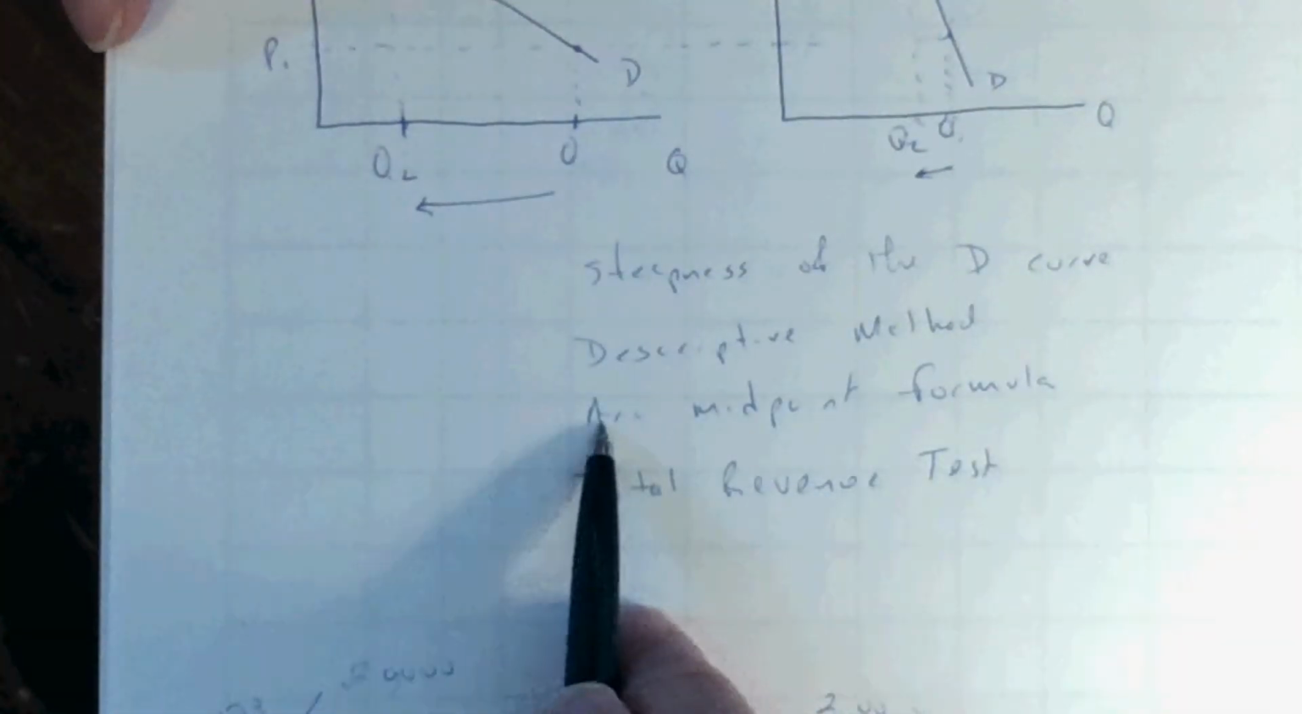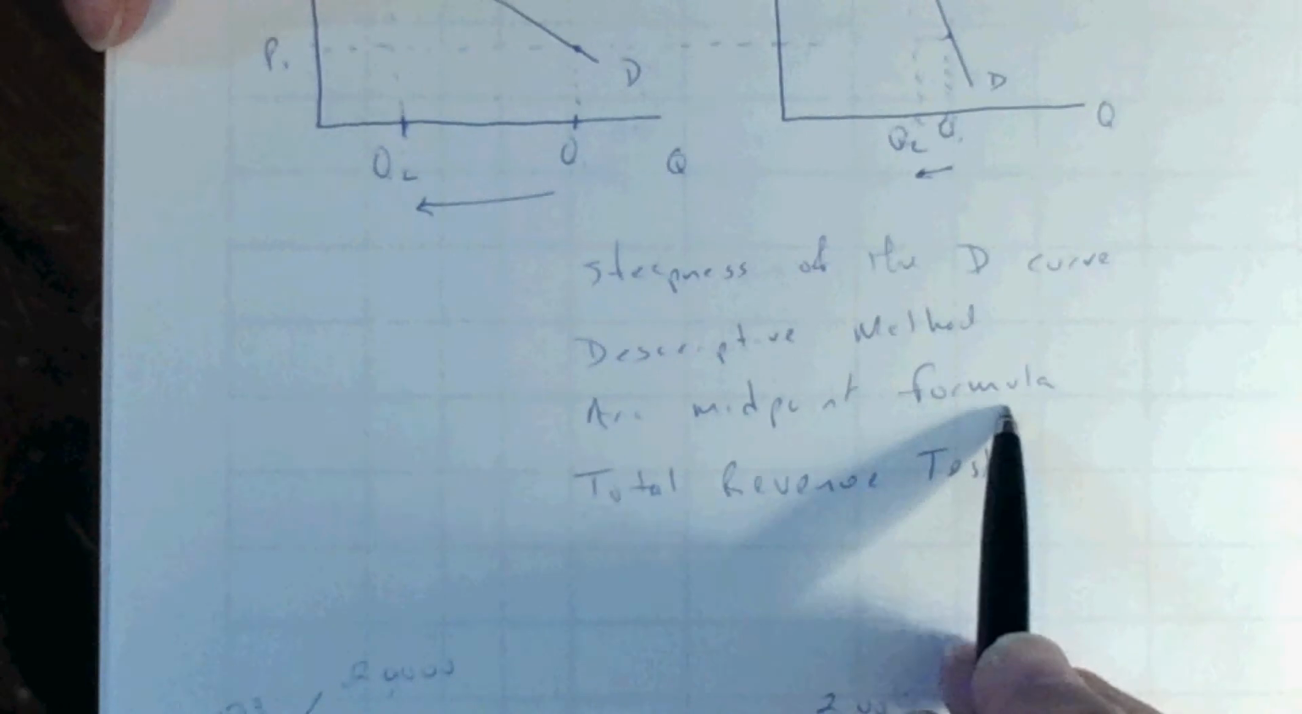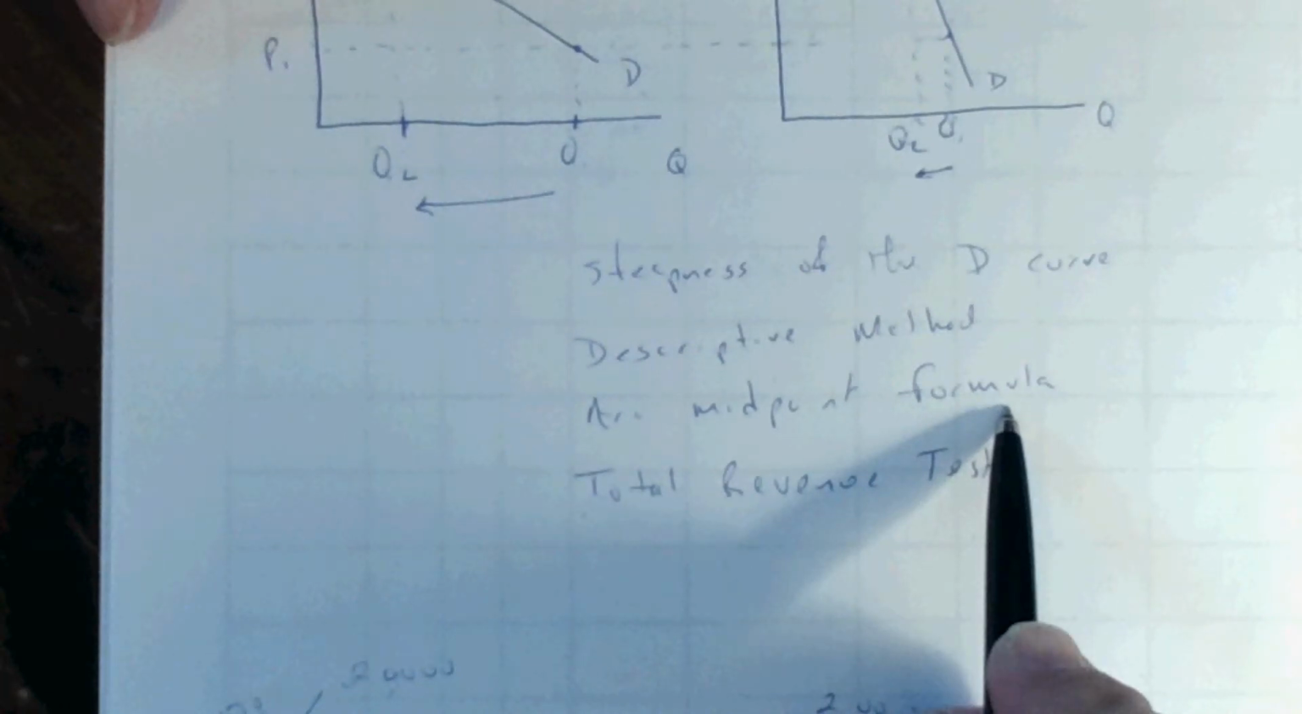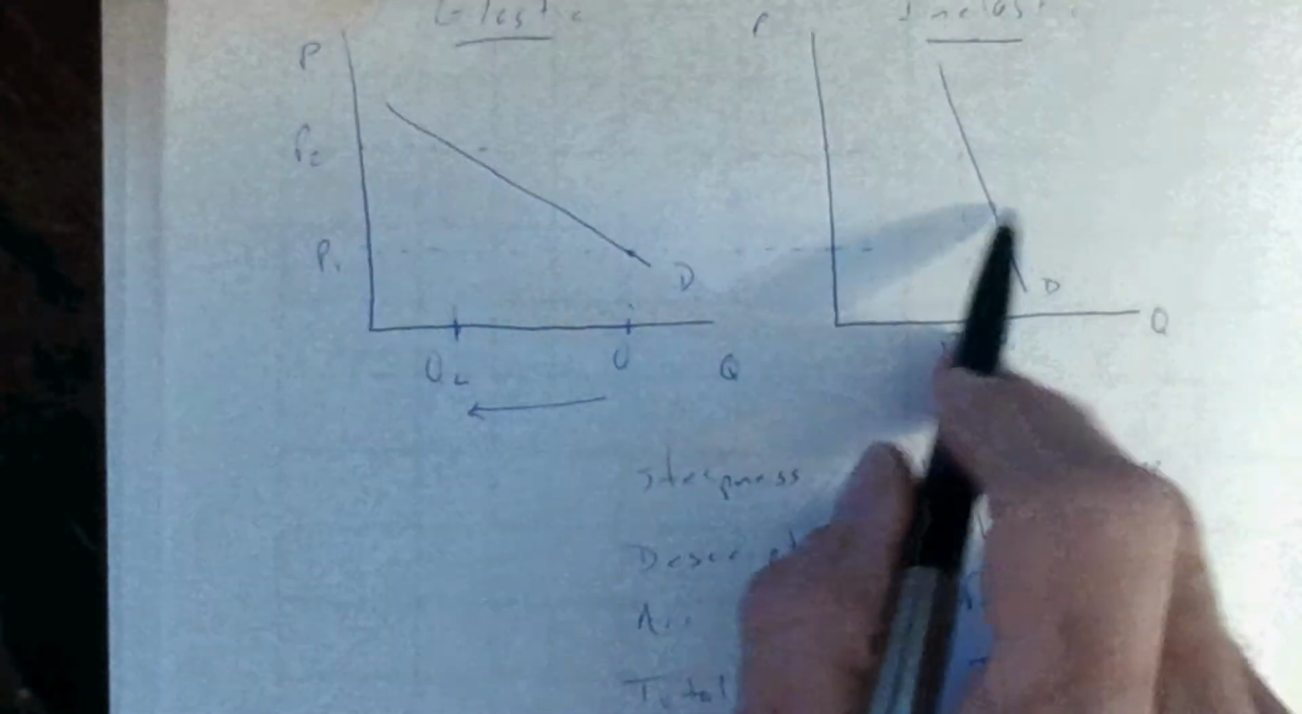We're now going to talk about the arc midpoint formula. This can be a little involved. So before we actually calculate the arc midpoint formula, or show it to you, we're going to show you what it's not and how it gets to be so complicated a formula. First, you might think that elasticity is a slope measure, but it's not.